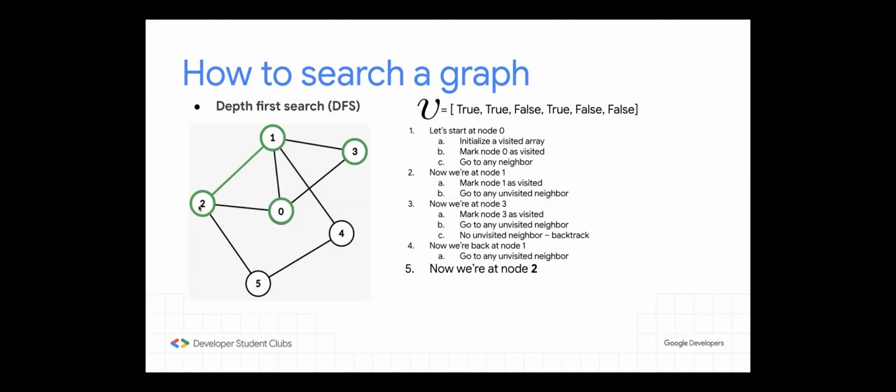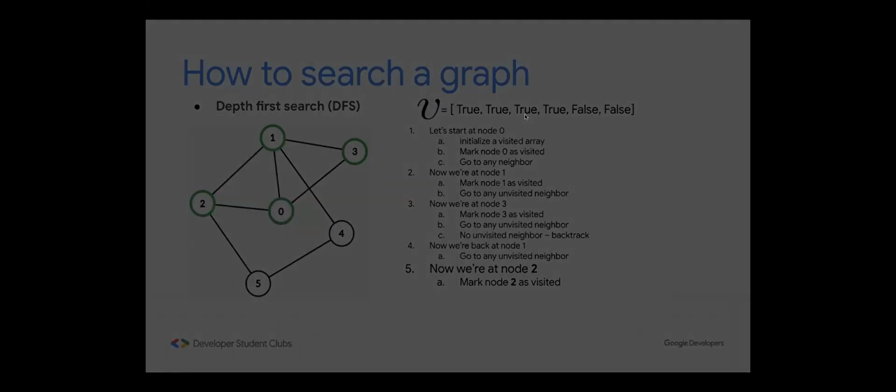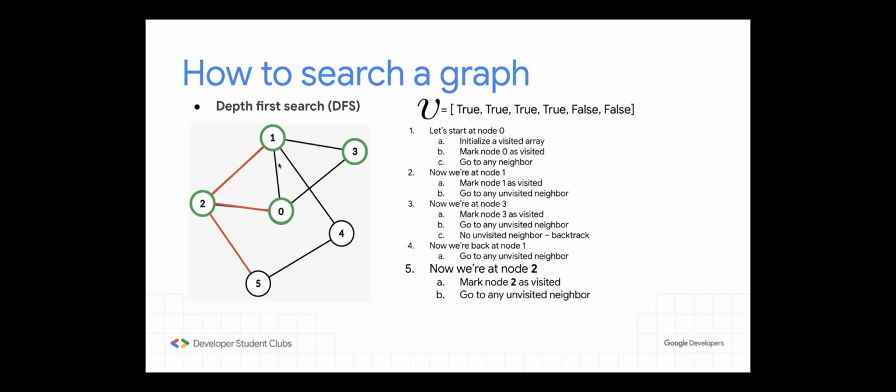Now we're at node 2, and we're going to repeat the steps. We're going to mark node 2 as visited in this array from false to true. And then I'm going to go to any unvisited neighbor of 2. From 2, I can see that 1 and 0 have been visited. So my only option is to go to node 5. So I'm going to go to node 5.